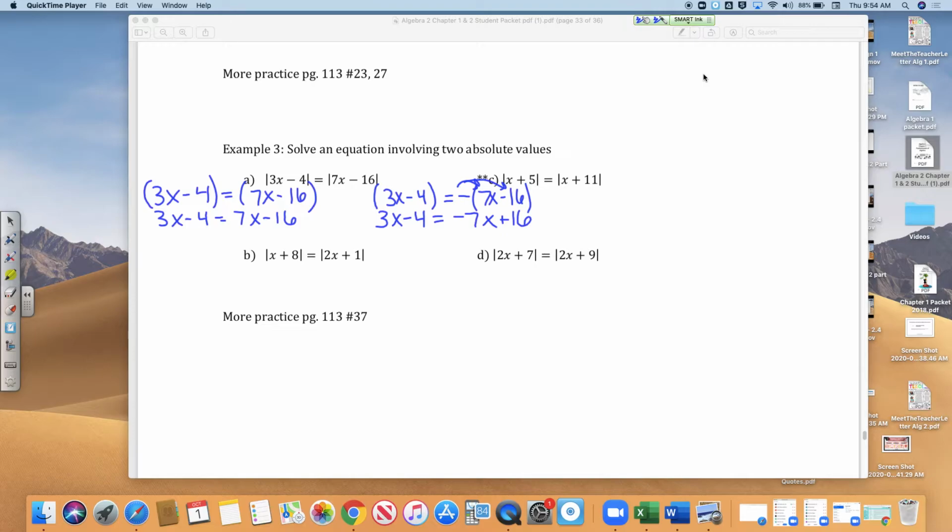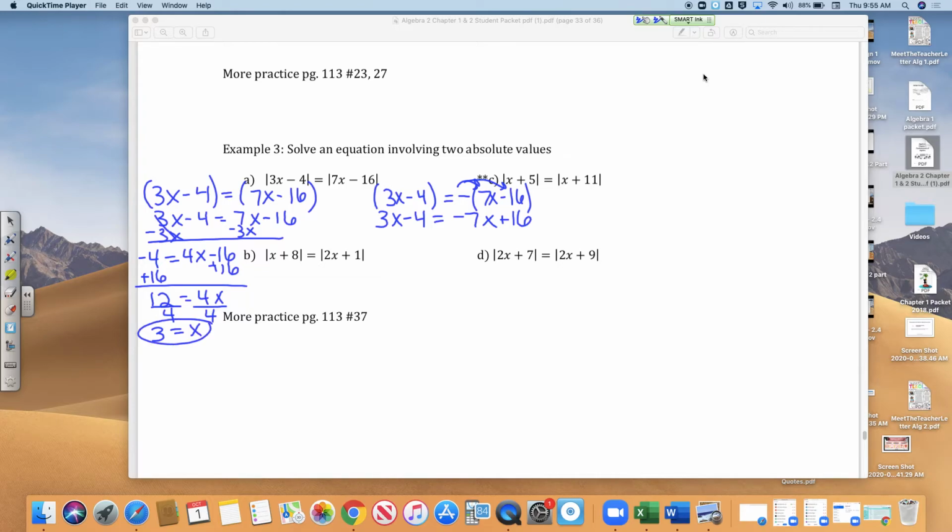Once you have these two separate equations, you just solve them. For the first one, I'm going to subtract 3x from both sides, and I'm left with negative 4 equals 4x minus 16. I'm going to add 16 to both sides. Negative 4 plus 16 is 12, and I'm going to divide both sides by 4. I get 3 equals x, so one of my answers is 3.